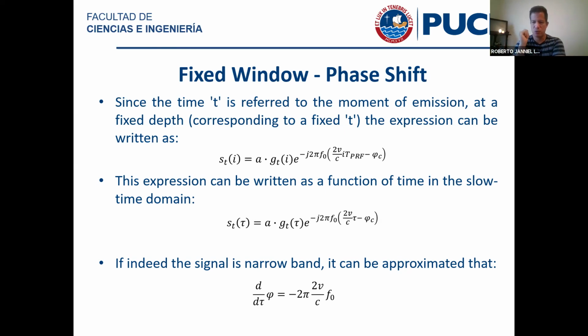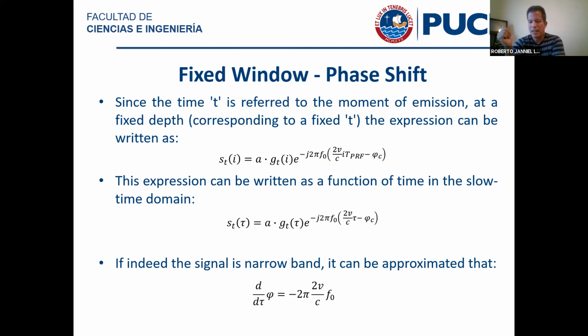So basically what we're saying is, I don't know really how the shape of the curve is going to change, but I know one thing: if I look at the change in the phase of the signal, what's going to be the phase of that signal? I already said that A is a constant, and G I assume is slowly moving. So the phase is going to be whatever is in there: 2 pi f naught times 2v divided by c times tau, minus phi sub c.